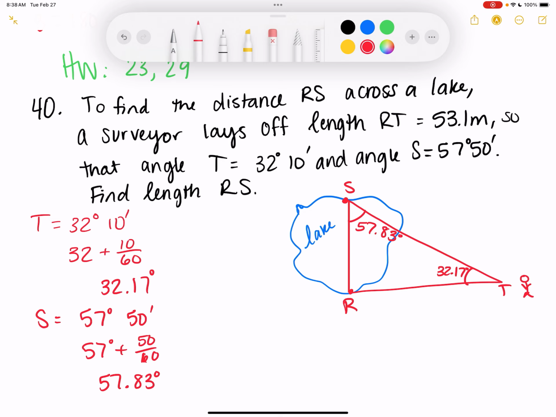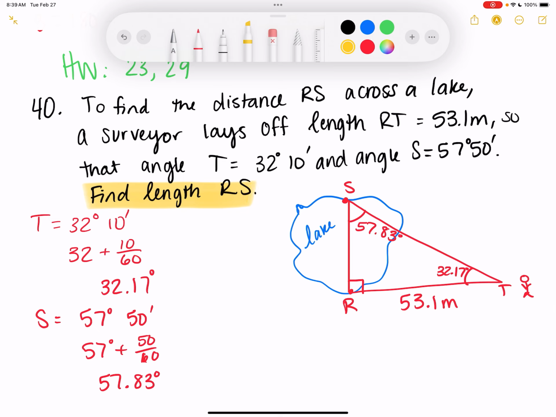See, the length RT, which is this down here, is 53.1 meters. It doesn't care about ST, and I don't care about angle R, although I can make an assumption that it's a right angle, because pretty sure 32.17 plus 57.83. Yeah. So this is a right angle here. It doesn't tell us that, but we add up the angles, we could find that out. So I don't care about side ST, so unlike the problems we were doing yesterday, you don't have to solve for everything. We just need to solve for what they're asking us to find, which is the length of RS.